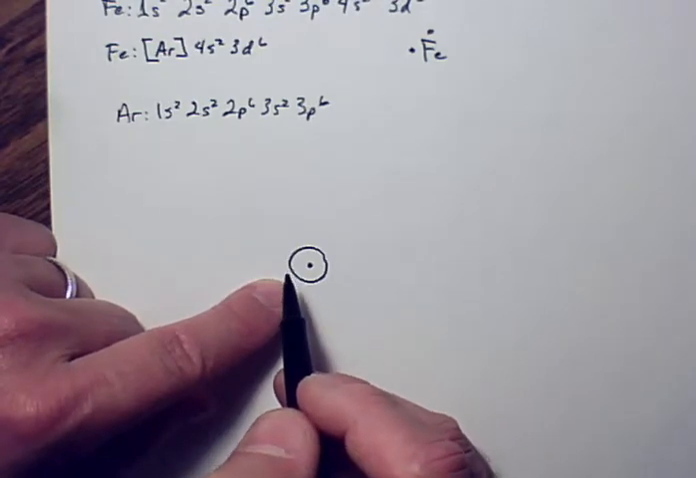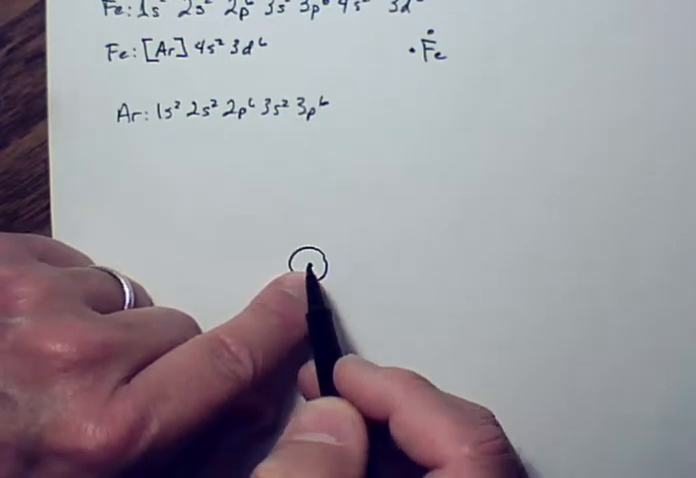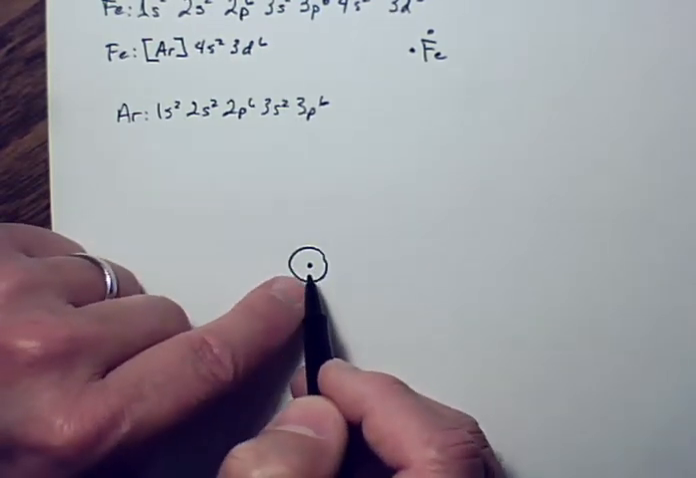So every time there's an electron moving around, it's creating a magnetic field, which makes it harder for the protons in the nucleus to hold on to those electrons.